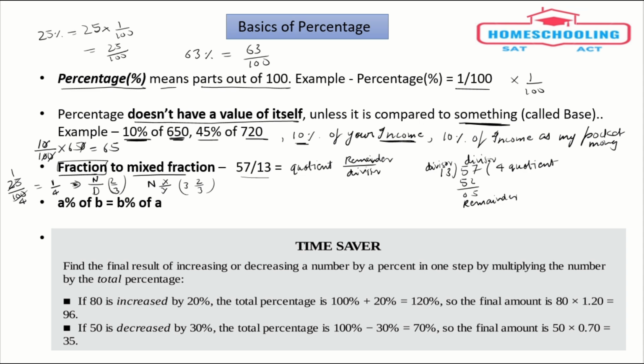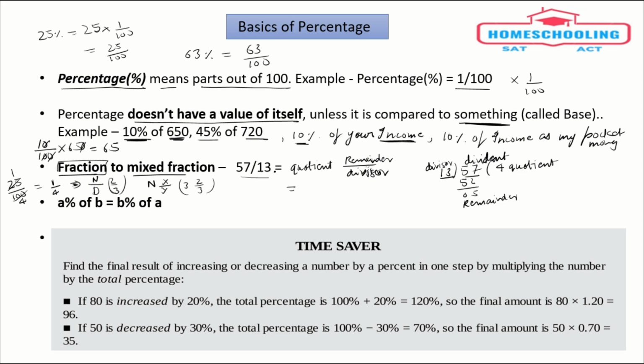And sorry, this one is not divisor, this is dividend. 57 is the dividend and 13 is your divisor. So what you want to write is 57 by 13, which is a fraction.